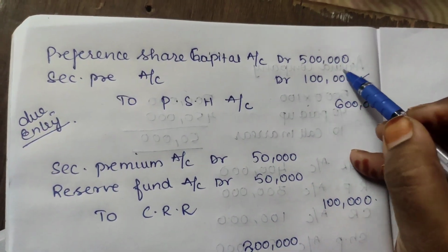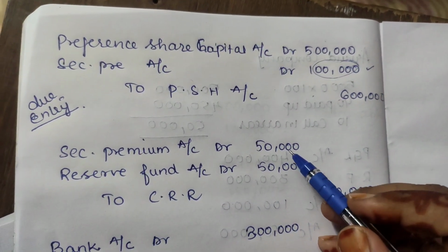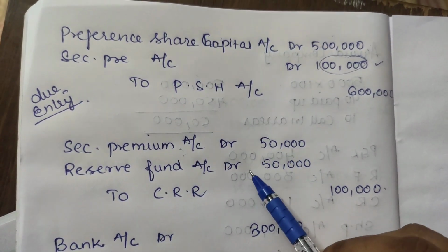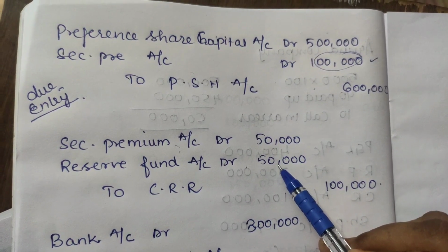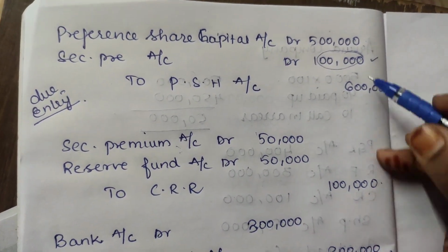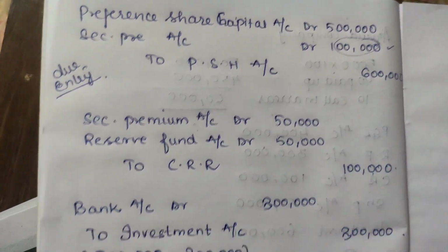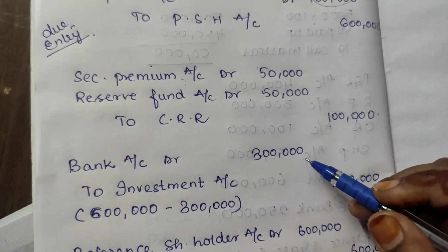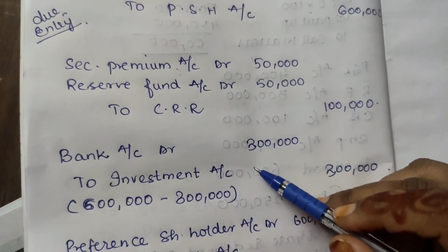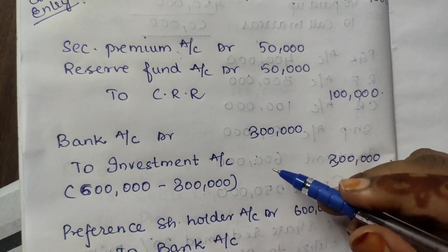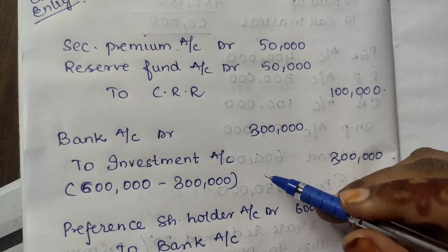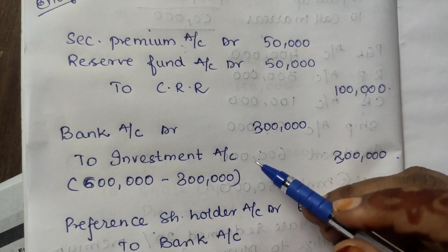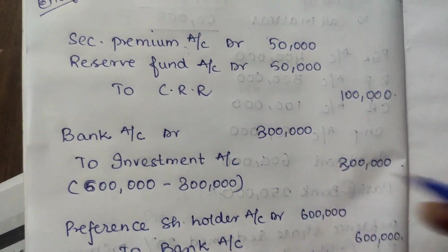Now first of all we'll adjust for the security premium. We have to take 50,000 from the security premium account, and 50,000 we are taking from the reserve fund account, and we are transferring that to CRR. By this we have adjusted for the security premium. Now we have to adjust for this 5 lakh. So in that we will sell off the investment, because already 2 lakh 50,000 plus calls in arrear 50,000 we do have. So what we are going to do, we'll sell off the 3 lakh.